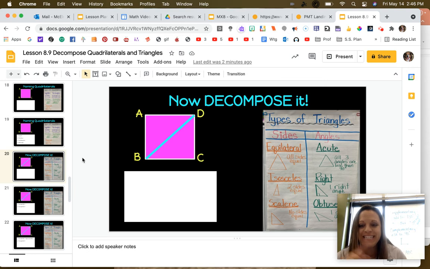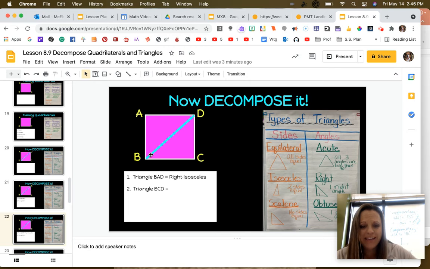All right, now we're going to decompose it. So I have our handy dandy anchor chart here for triangles. Remember, your first step to decompose is to draw a diagonal line. Okay? Now you have 2 triangles. You have triangle BAD, B-A-D. Do you guys see this triangle right here? And you have triangle B-C-D. 2 triangles for the price of 1. Such a deal.